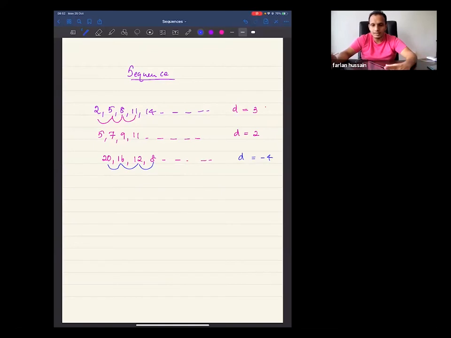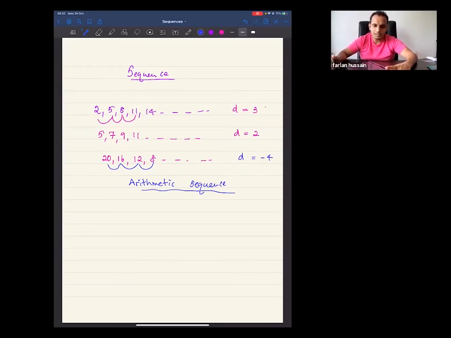So guys, a sequence where there is a common difference, just like what we spoke, we call it an arithmetic sequence. Okay. This is an arithmetic sequence. It is a sequence in which there is a common difference between the terms. We call it an arithmetic sequence.